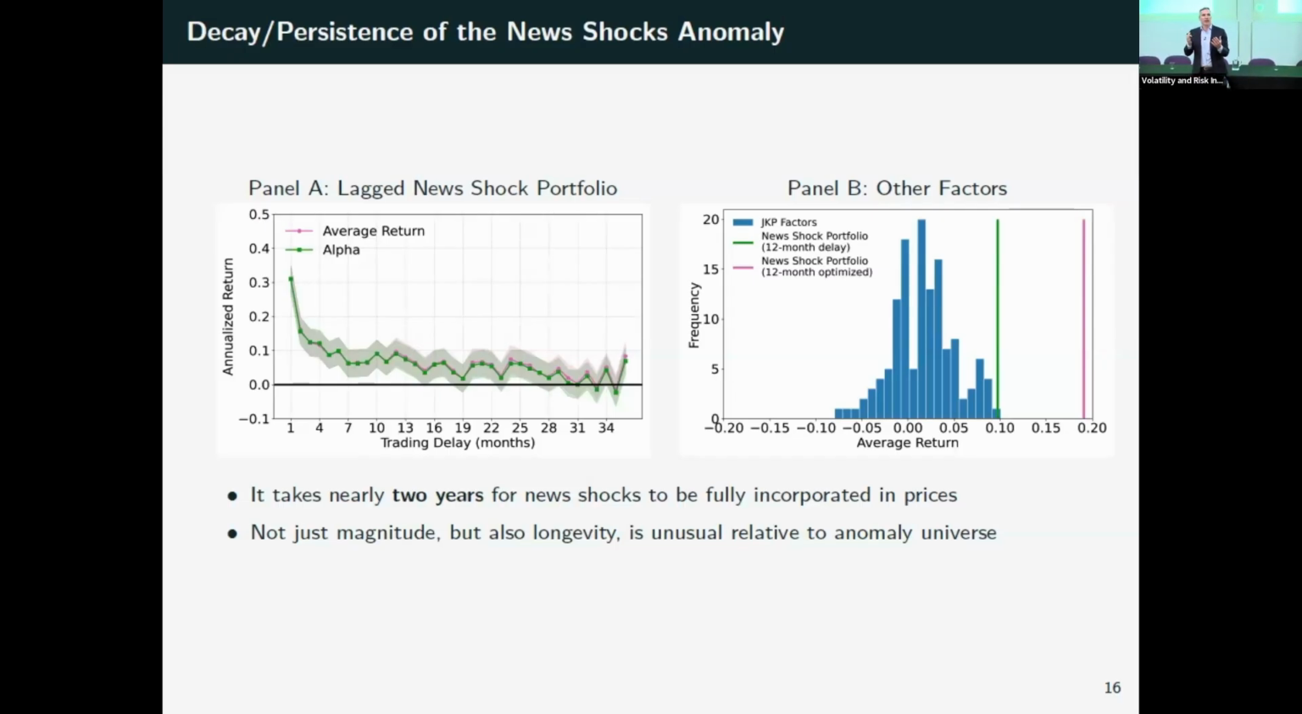All right. So a way to think about this is it's not just that the magnitude of the anomaly is large. It's actually the duration of the anomaly is also unusually large. And the way that we can see this is we can ask, what if I held this trading strategy not just for 1 month, but for 1 year? I can do that both for the news anomaly and for all of the other anomalies that have been published. Most anomalies revert pretty quickly. So this anomaly is unusual both in terms of its magnitude and its duration.